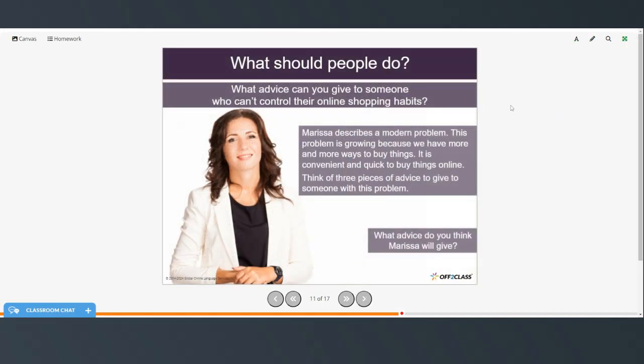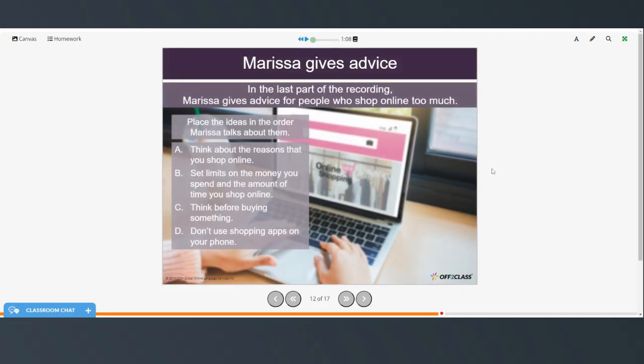So, what advice can you give to someone who can't control their shopping habits? So, Marissa describes a modern problem. This problem is growing because we have more and more ways to buy things. It is convenient and quick to buy things online. So, think of 3 pieces of advice to give to someone with this problem. And then see if you can predict what advice you think that Marissa will give.